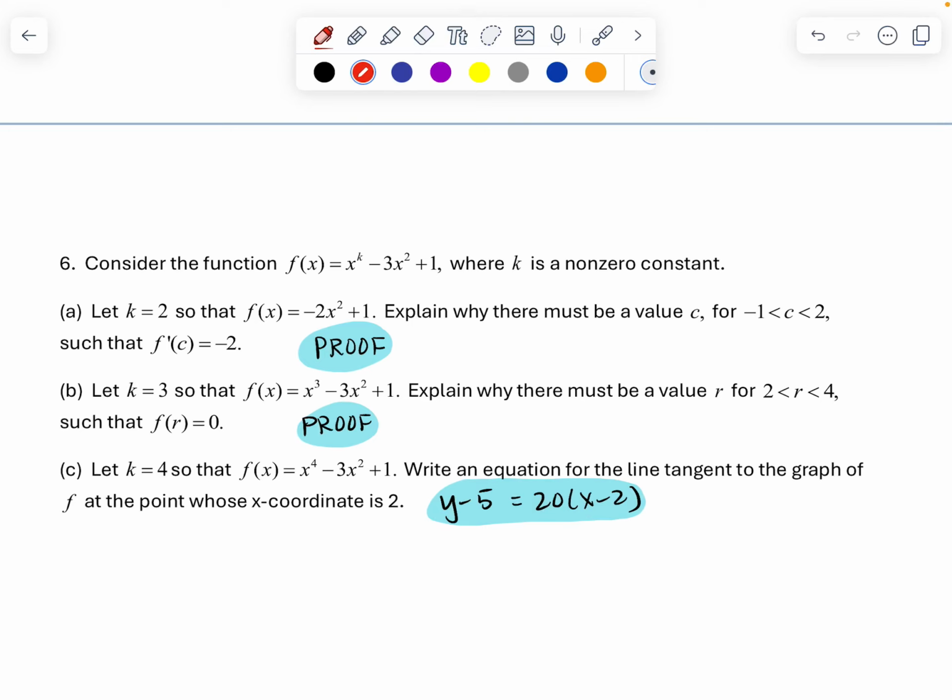All right, you guys, FRQ number 6. Now, this one's a little bit funky. This is the one where we're going to use a lot of that mean value theorem to justify things.